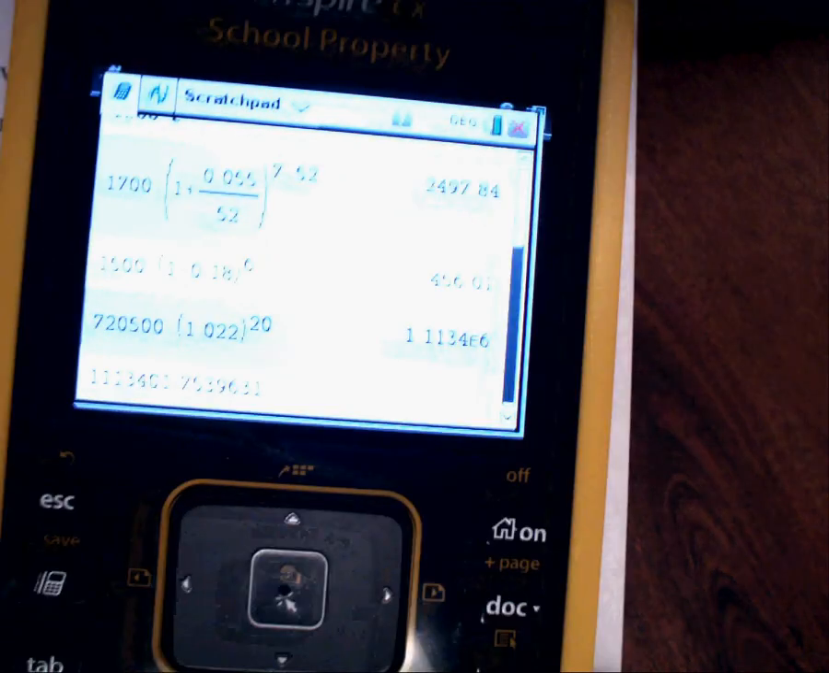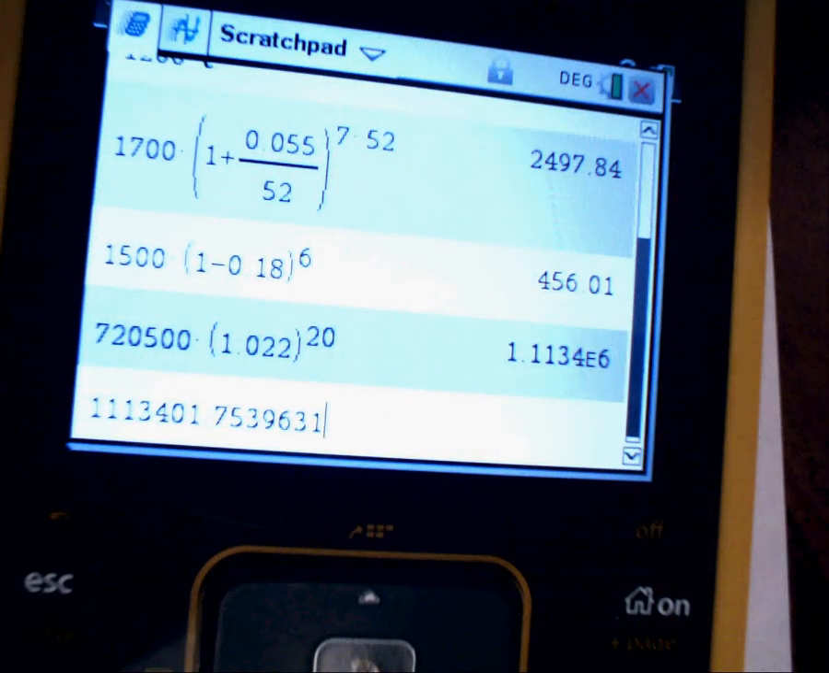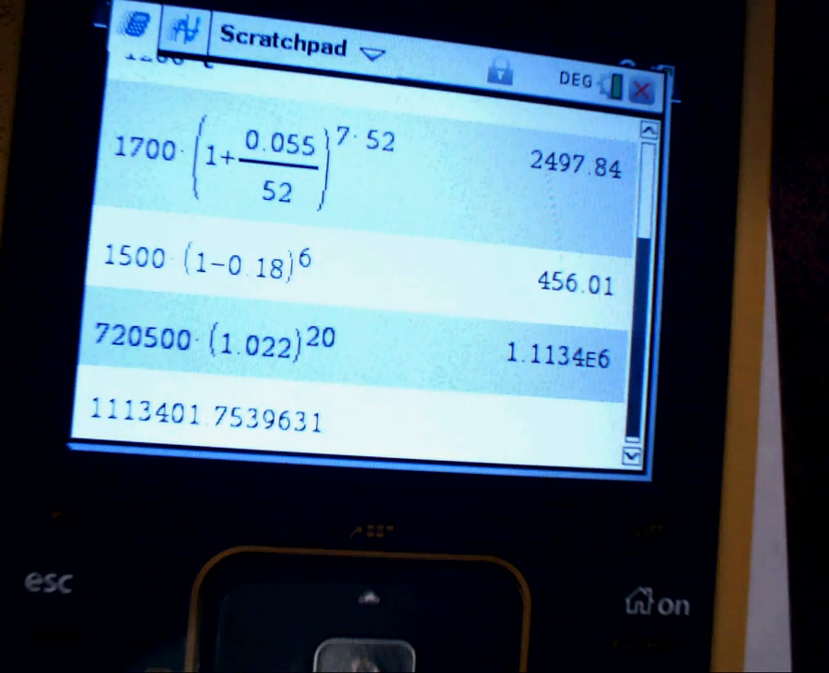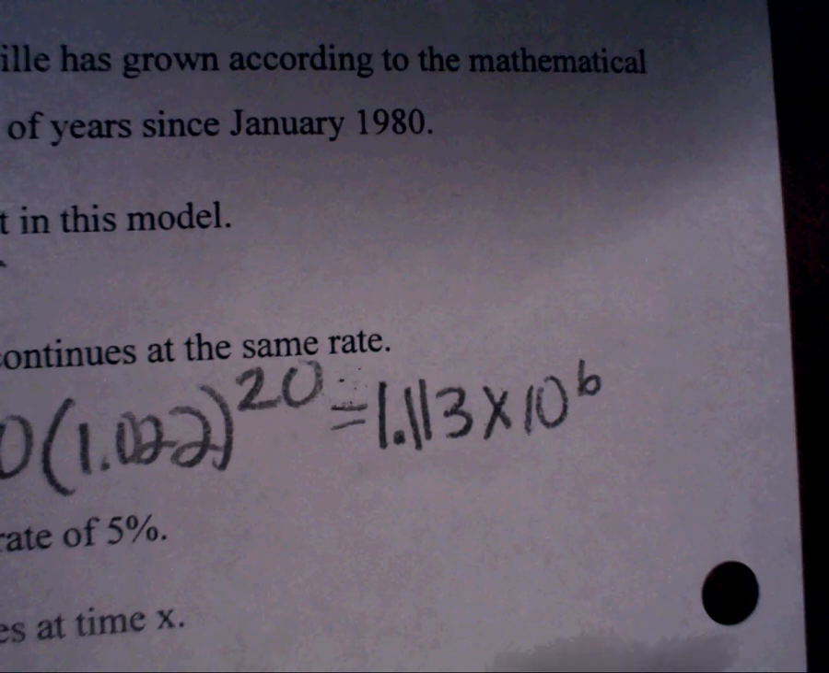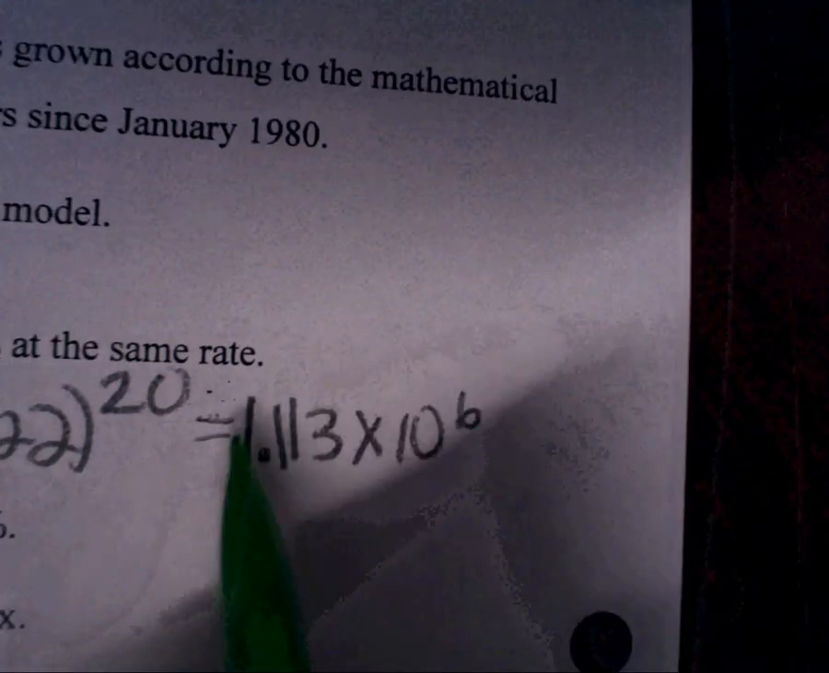I don't know if you know this, but if you hit Control Enter, it'll actually give you the full number. So there's something you can learn. Control Enter will give you the full number. So that's how many people are now in that city. Huge, right? It's a lot.